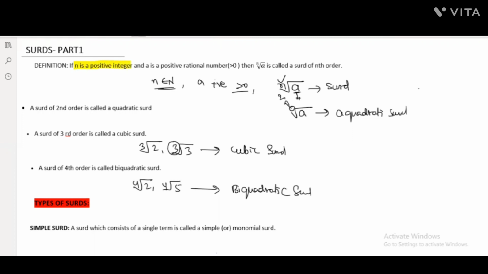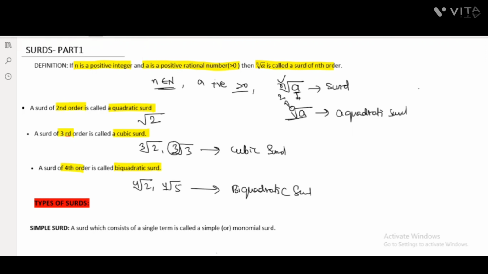If n is a positive integer and a is any positive rational number greater than 0, then the nth root of a is called a surd of nth order. If the n value is 2, it is a second order or quadratic surd. If n is 3, cubic surd. If n is 4, biquadratic surd. For a quadratic surd, you need not mention the 2. Just write it like this, and it means it is a quadratic surd.